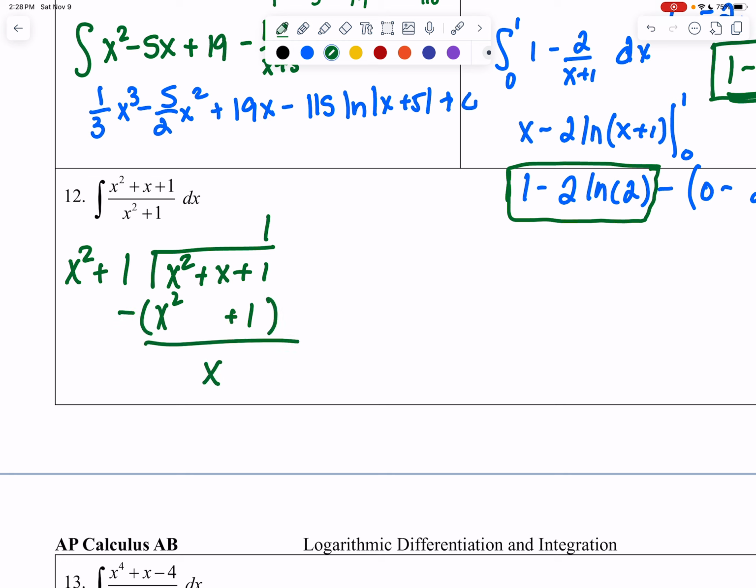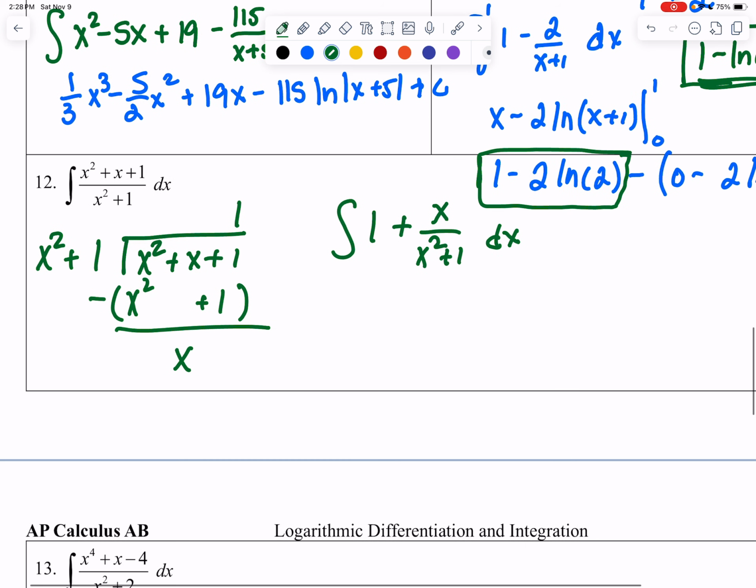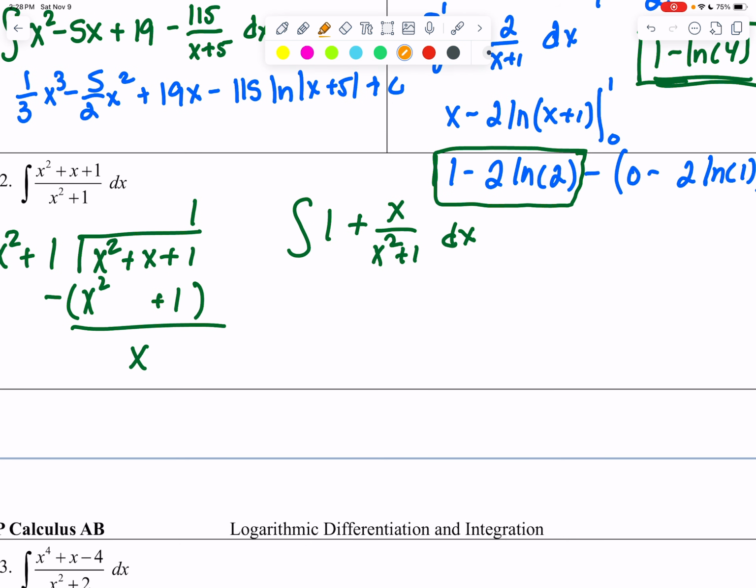Well, x doesn't really do anything, so I'm going to have the integral of 1 plus x over x squared plus 1 dx. This one is a little bit easier now because I could take the antiderivative of 1. That's great. And then for this part right here, I can use u-sub. So u is going to be x squared plus 1, du is going to be 2x dx.